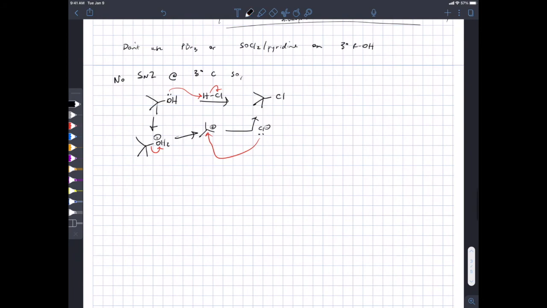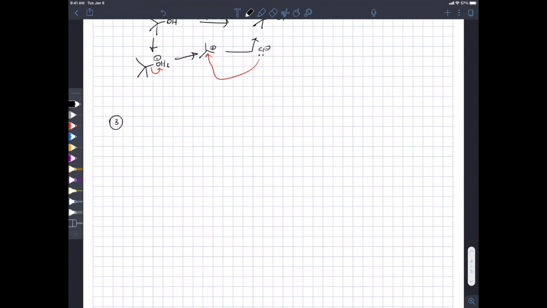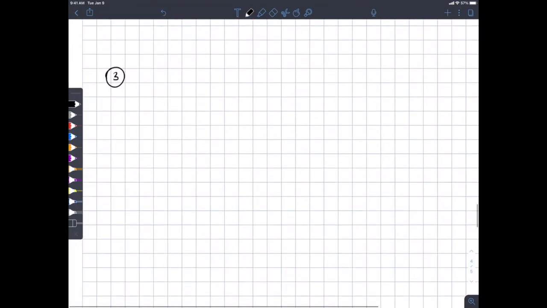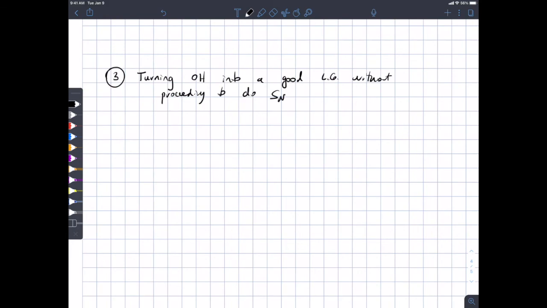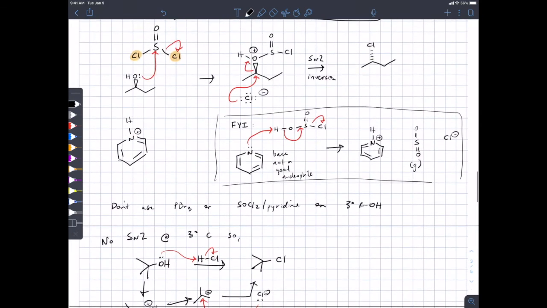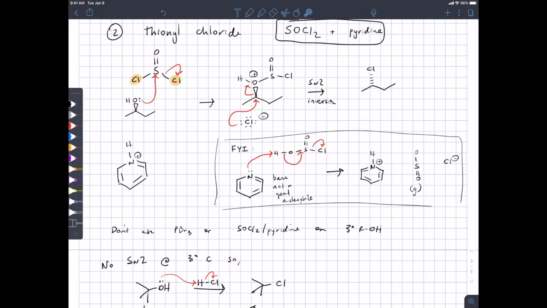So I guess in the last couple of minutes, I'm going to introduce method 3 of doing substitution reactions. And this is kind of a fun one because it involves turning OH into a good leaving group without proceeding to do SN2. Notice that our approach previously turned OH into a good leaving group, but then something else came in from behind and did a substitution reaction. So now we've got the chloride, which is a good leaving group too. But what if we wanted to stop here, right?